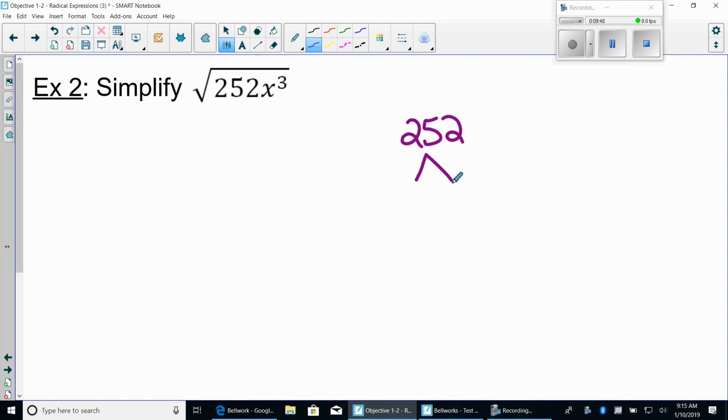Anybody? 6 times 42. Okay? And 6 can break down into 2 and 3. What do we know about 2 and 3? They're done. Okay, and we're going to circle them so we don't lose them.